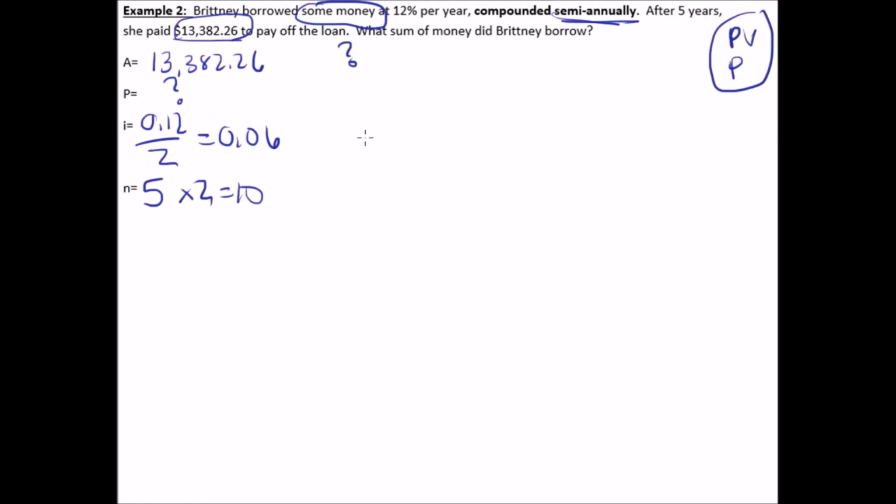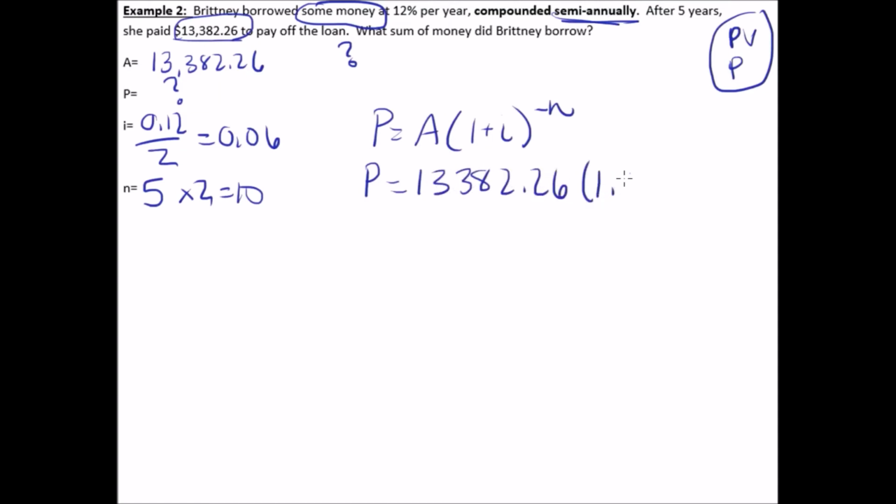Let's do it with the amount formula. Oh no, P equals A(1 plus i) to the negative n. See, I never use this. Let's delete this. All right, P equals A(1 plus i) to the negative n. So we don't know what amount she borrowed, but she had to pay at the end. It grew with all that interest to this amount.